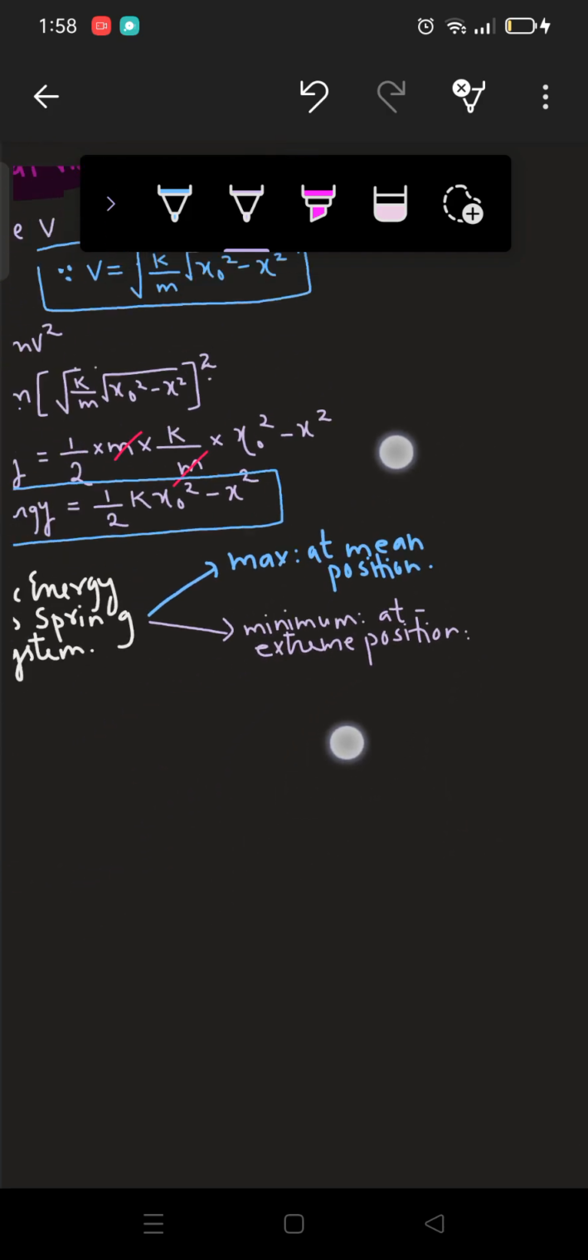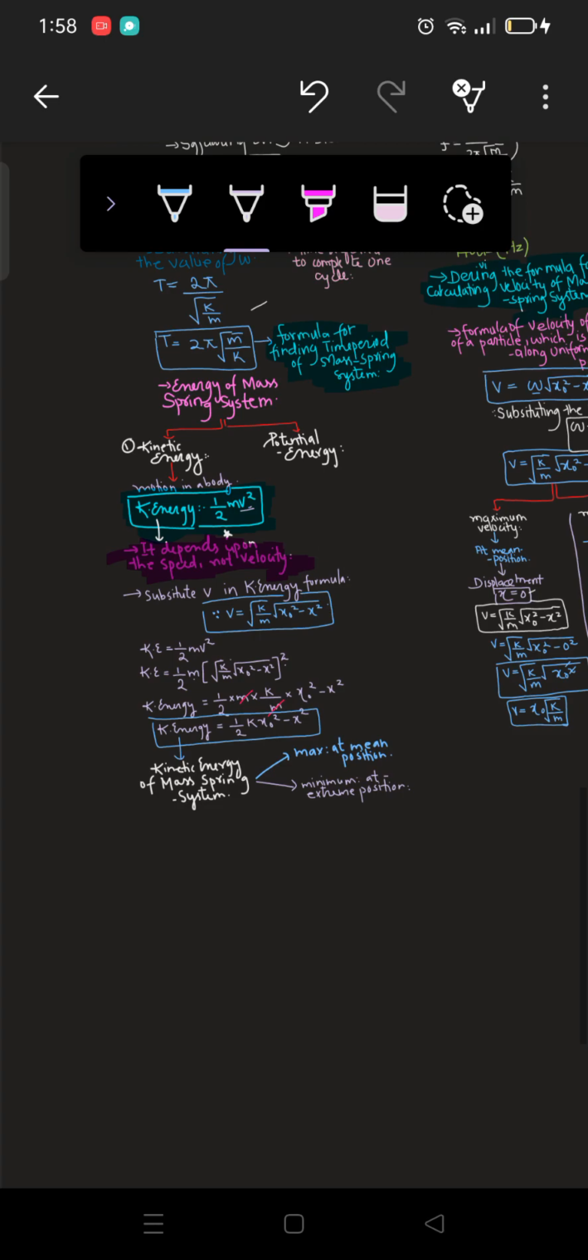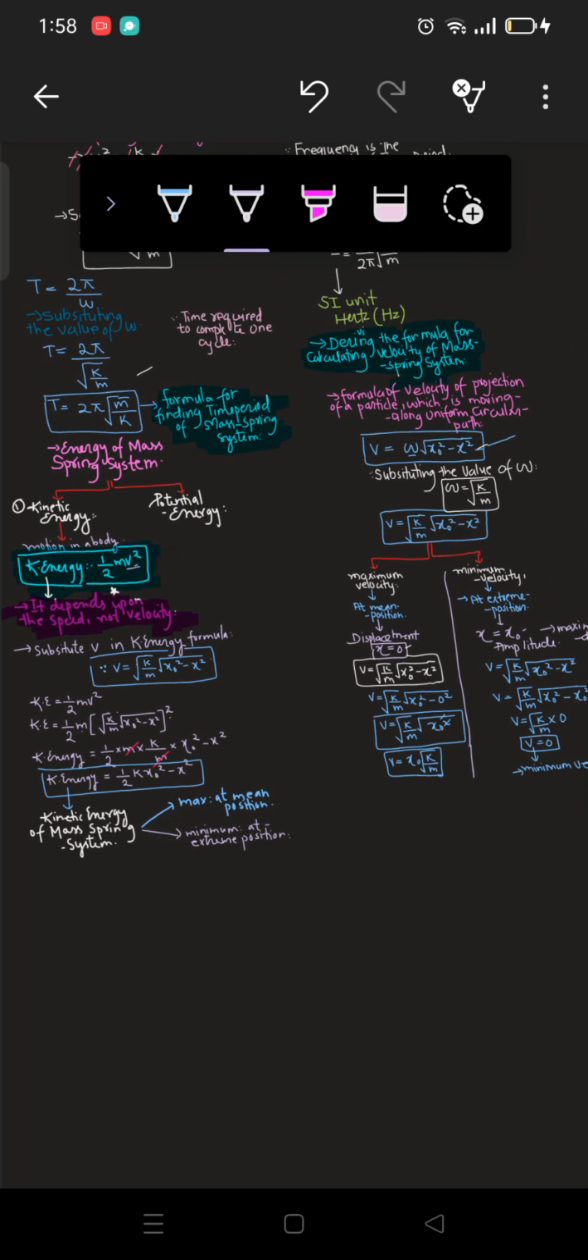Right, so what we have got today, we have started the energy of the mass spring system, in which we have derived the formula for finding the kinetic energy of the mass spring system. In the next video, we're going to derive the formula for the potential energy of the mass spring system, potential energy by the average force. So we're going to look into it in the next video. This was all for today.